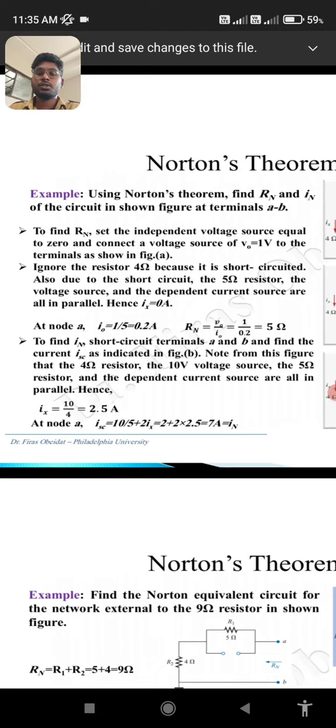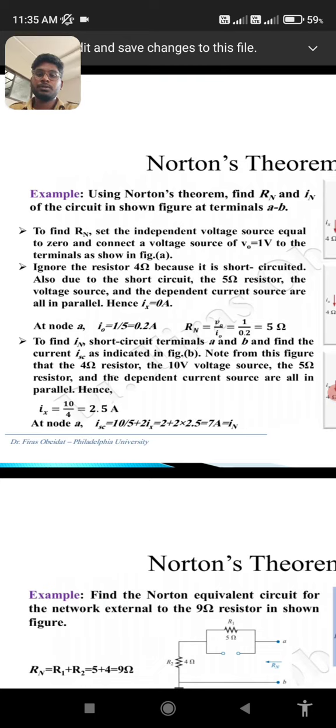Also, due to the short circuit, the 5 ohm resistor, the voltage source and the dependent current source are in parallel, hence Ix is equal to 0 amps. At node A, I0 is equal to 1 by 5 is equal to 0.2 amps. Rn is equal to V0 by I0 is equal to 1 by 0.2 is equal to 5 ohms.